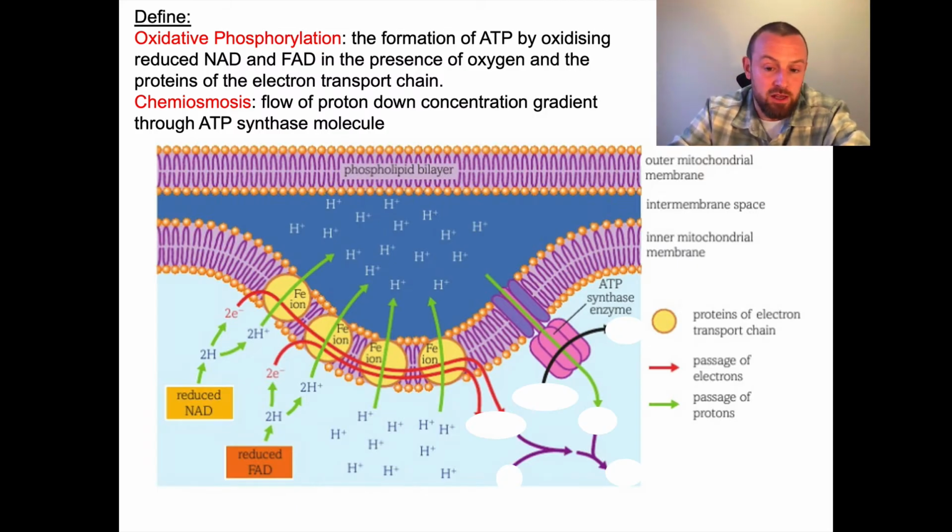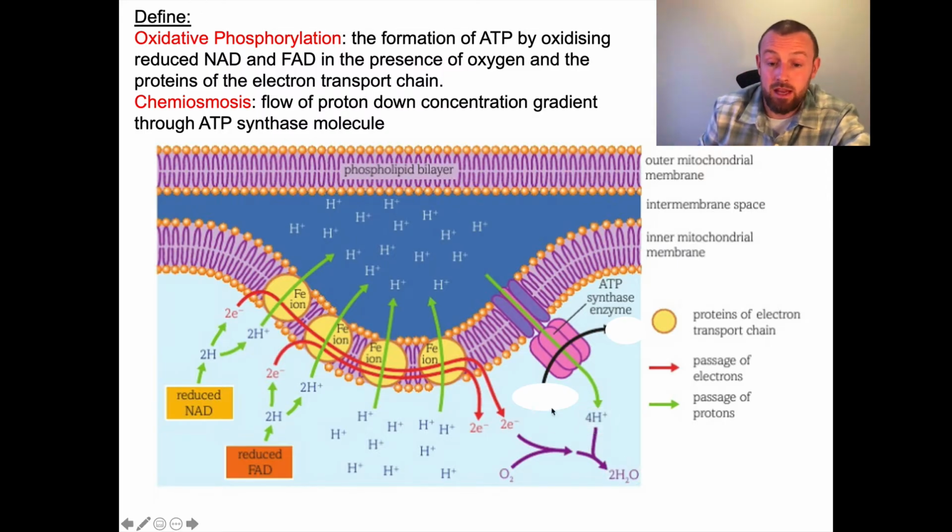So what happens to the electrons when they reach the end of the chain? Well, they've got to be accepted by something, and they are accepted by that final electron acceptor, which is, of course, oxygen. Oxygen is electronegative. It wants electrons, takes them in, and it combines with protons to make water.